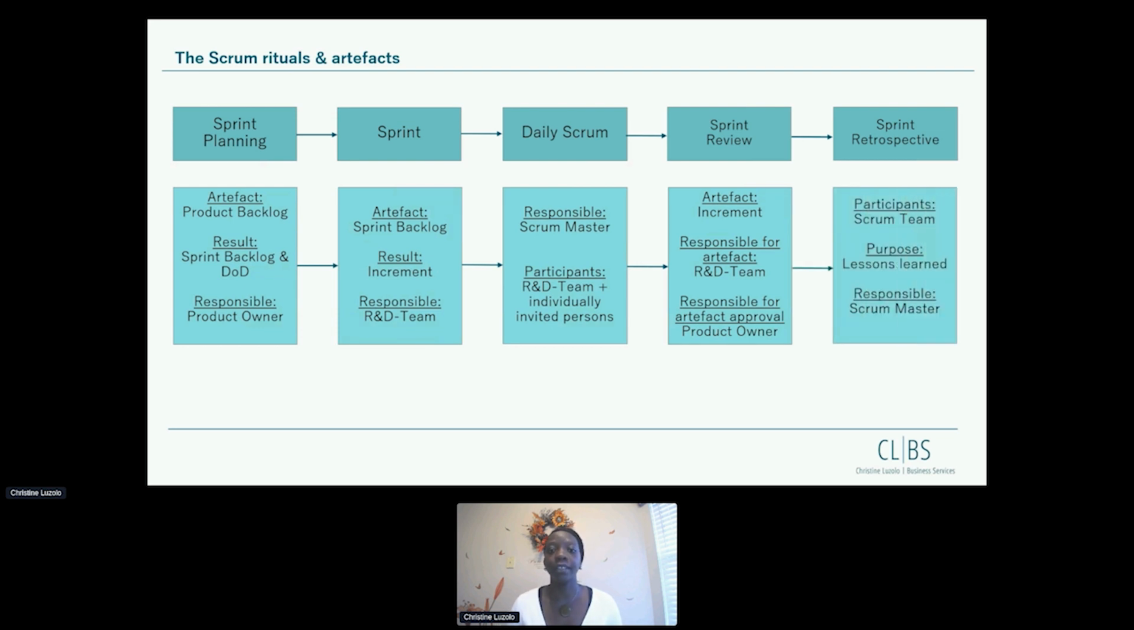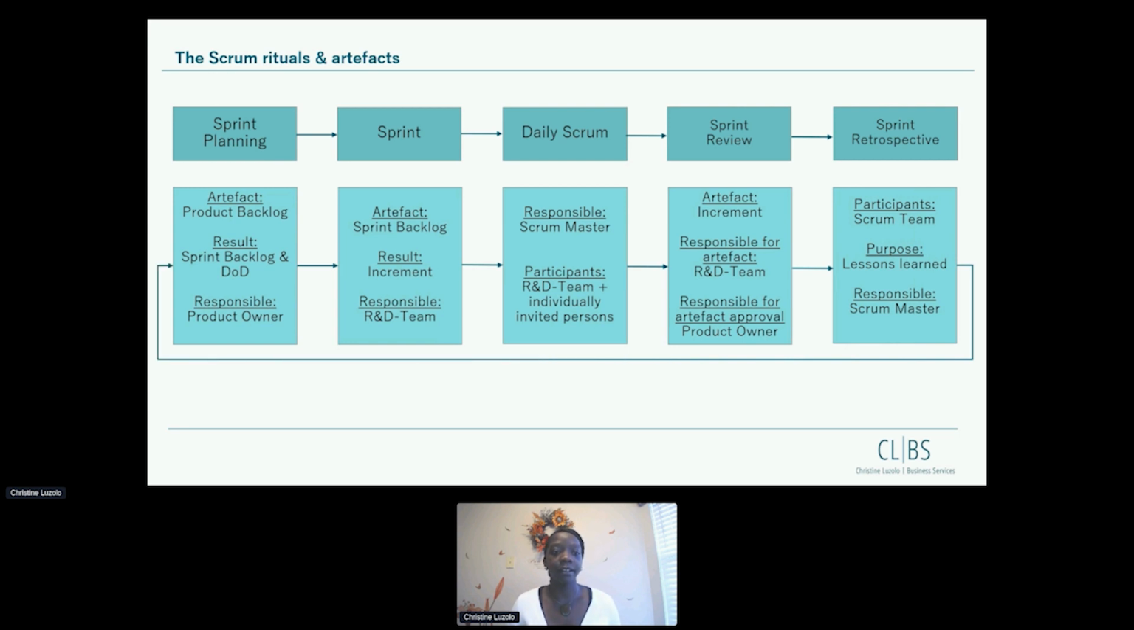And last but not least, the sprint retrospective. The sprint retrospective is not product focused. It is team focused. So the participants are the whole Scrum team coming together, and the purpose is to draw lessons learned. But as I said, not product focused, because product focus is the sprint review. The sprint retrospective is about how have we worked together? How did we cooperate as a team? How can we get even better? And the responsible for this is the Scrum Master.